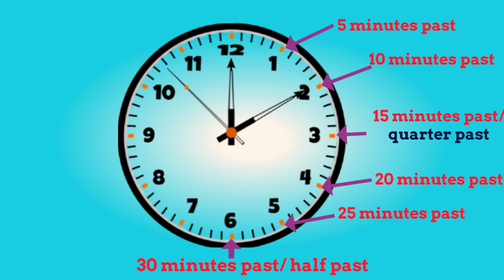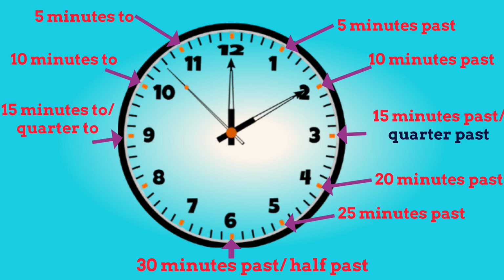However, when the long hand is on the to side of the clock, we have to count in an anti-clockwise direction. So the 11 actually represents 5 minutes to, the 10 is 10 minutes to, the 9 is 15 minutes to, which we also call quarter to. The 8 is 20 minutes to, and the 7 is 25 minutes to.